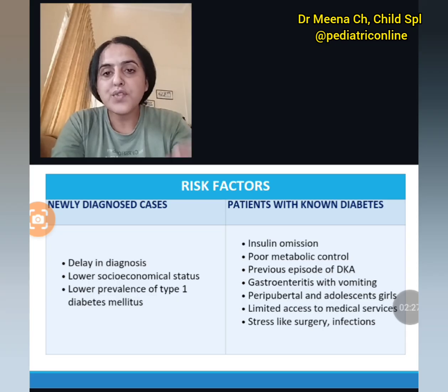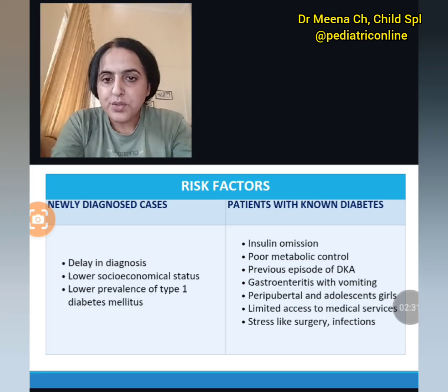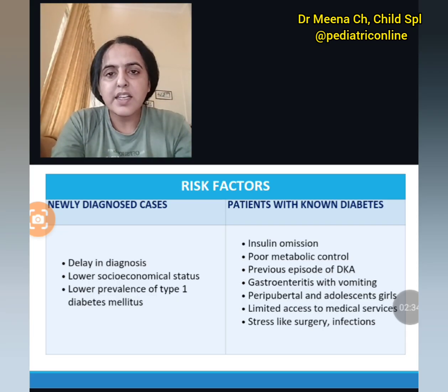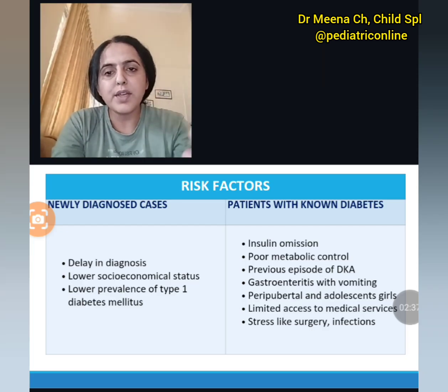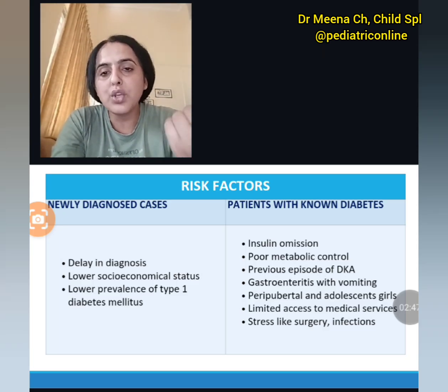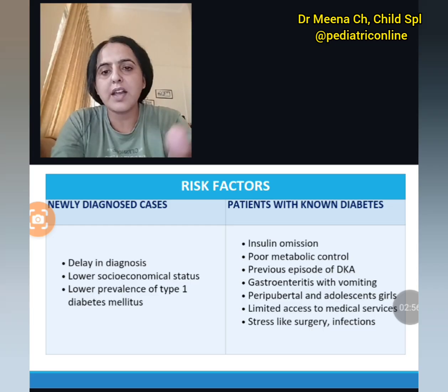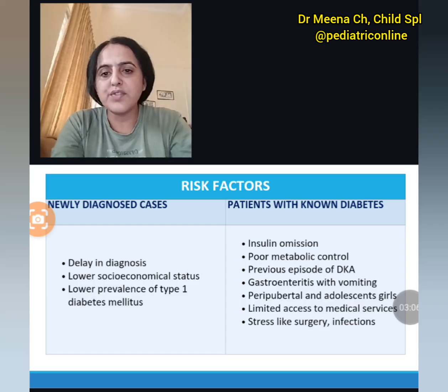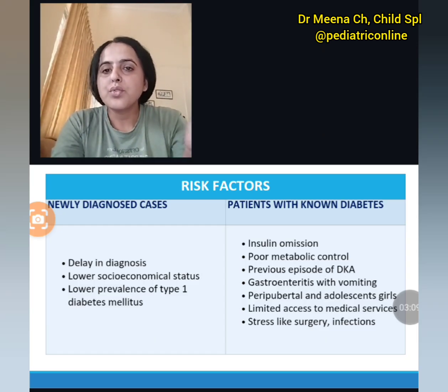What are the various risk factors for a patient landing into ketoacidosis? As we discussed earlier, in the majority of the cases, 20 to 40% of the patients who land up in emergency with the features of diabetic ketoacidosis are actually new onset cases. So what is the possible reason behind that? There is a delay in the diagnosis. Patients belong to a low socioeconomic stratum, and the clinical features, the symptoms, are missed by the parents, and due to lack of access to healthcare services, there is a delay in the diagnosis. So that is one valid risk factor.